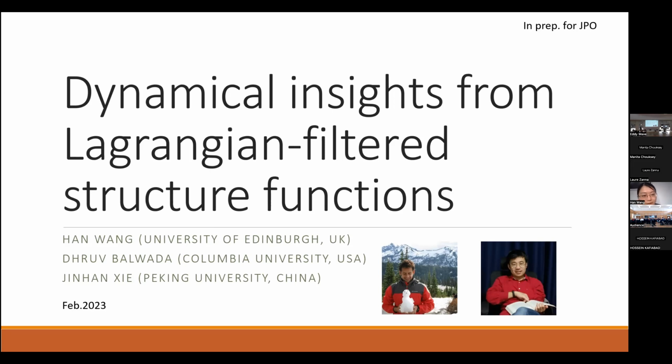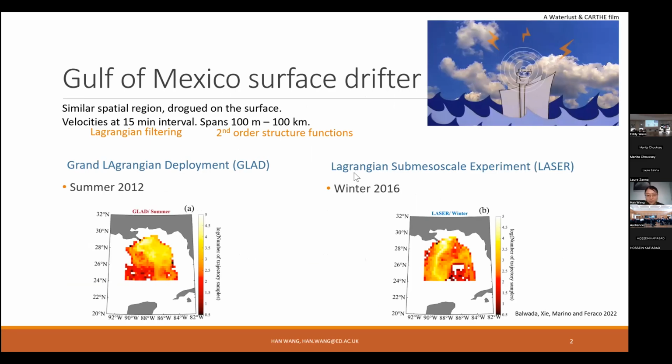Functions. Hi, everyone. I'm a postdoc currently in Edinburgh, and this is work I'm doing with two friends who are not much older than me, Dhruv and Jinhan. Dhruv is an expert on submesoscale ocean dynamics and structure functions in surface drift datasets, and Jinhan is an expert on Lagrangian mean series. We will focus on two sets of drift datasets that are both located in the northern Gulf of Mexico. They are called GLAD and LASER respectively.